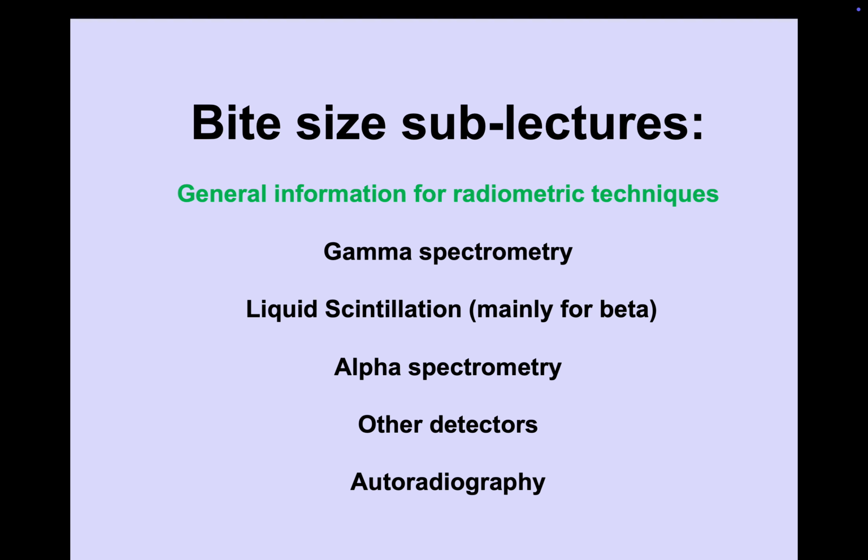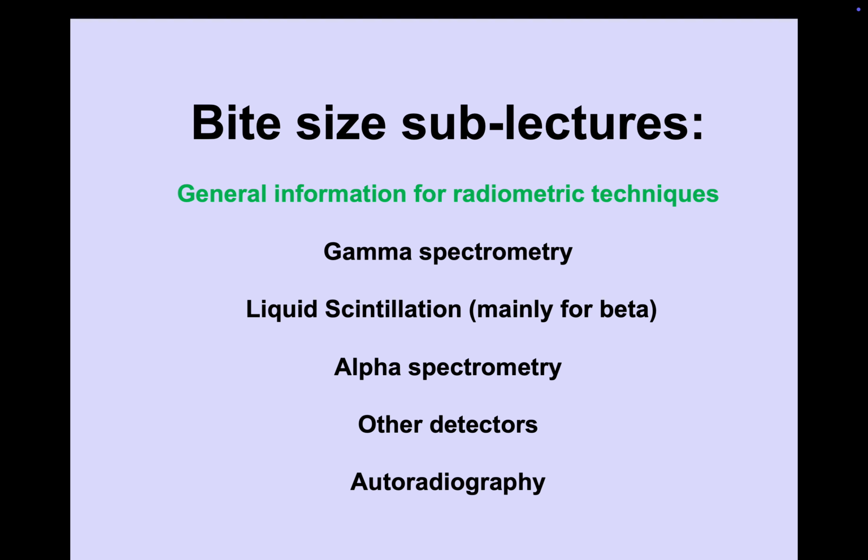Now, as I say, we divide this up into bite-sized chunks. So in this first mini lecture, which lasts about 30 minutes, we're going to see general information pertinent to radiometric techniques. And the content that is presented in this lecture is very important, so please do make an effort to revise this thoroughly. After you've watched this short video on the general information, then you're going to move through the different other small video lectures.